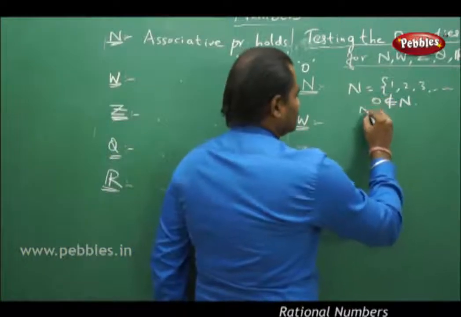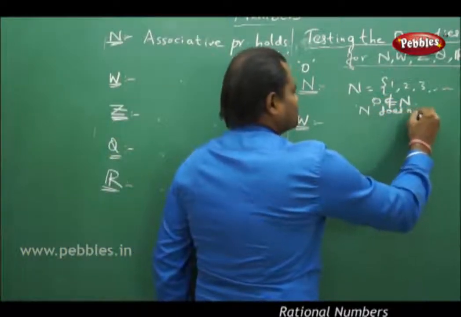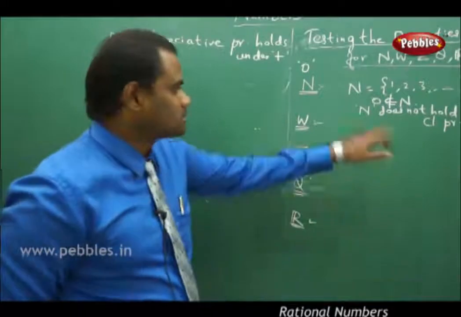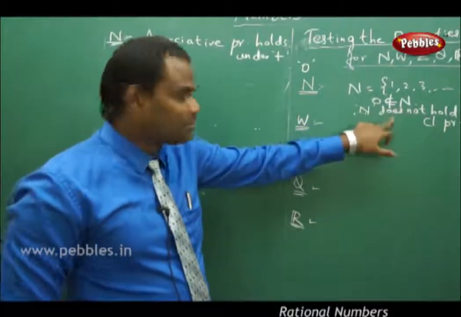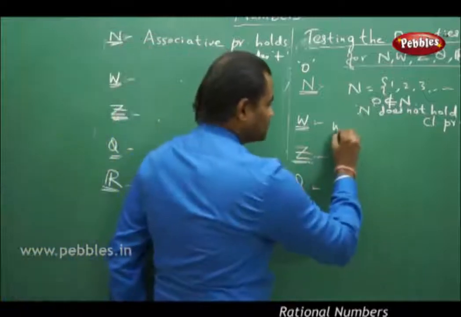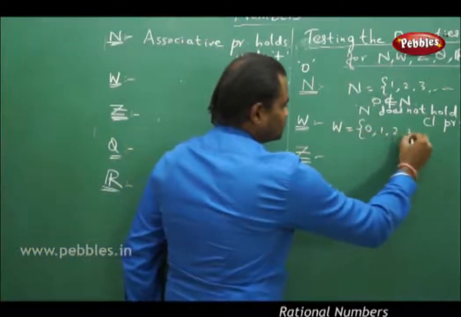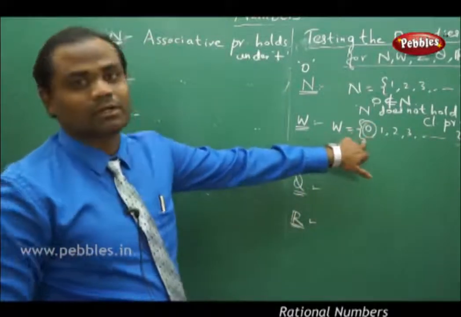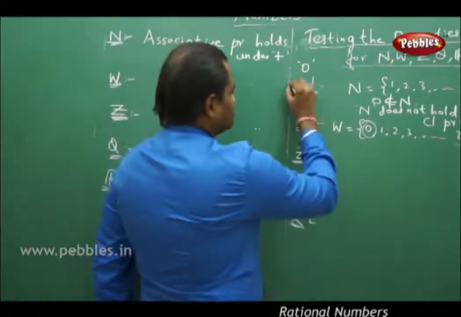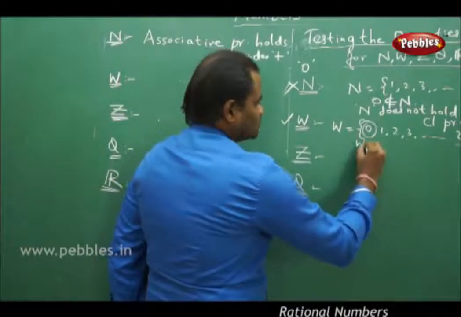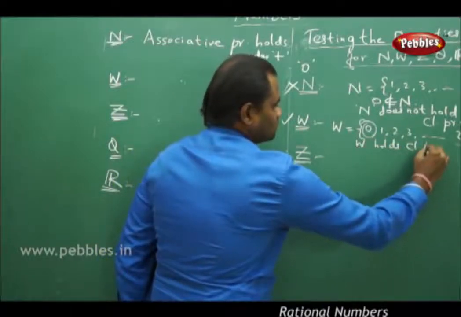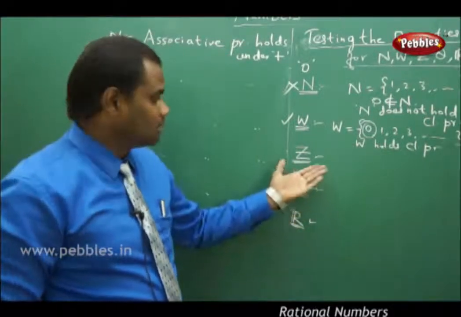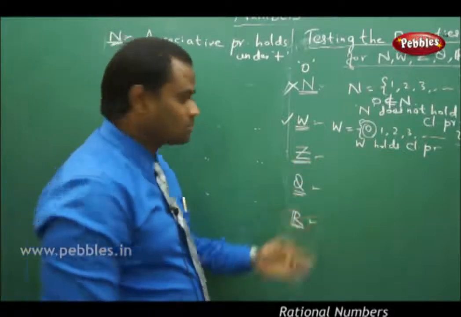Therefore, N does not hold the identity property. This is because 0 does not belong to N. But if you take whole numbers, I identify that the whole numbers start with 0, 1, 2, 3. So 0 being part of whole numbers, identity exists, and therefore identity property holds. This does not hold, this holds. So W holds the identity property under addition. What about integers? Do they form the existence of identity? Yes, because 0 belongs to Z.